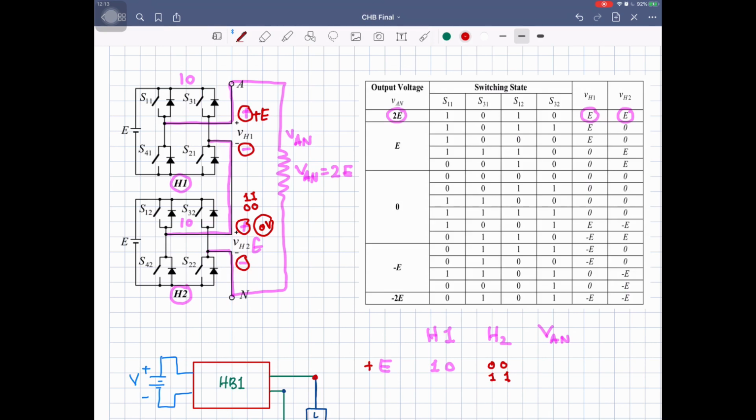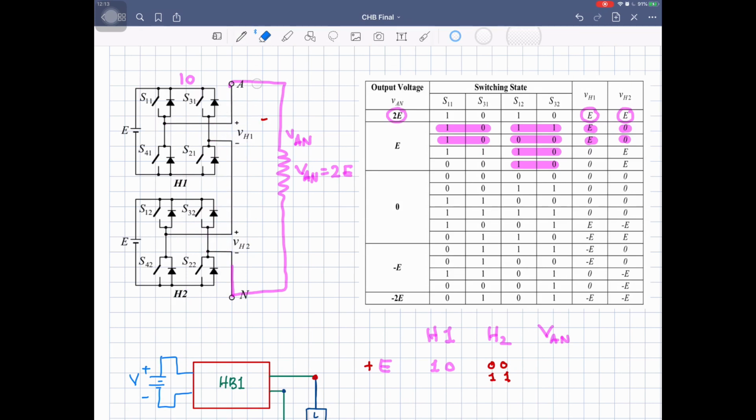So the output voltage can be made E by keeping the first inverter at the combination 1 0 and the second inverter H bridge at either 1 1 or 0 0. You will get E from the first inverter and the second inverter will give you 0 output voltage, so your net output voltage will be E. Similarly, the other way to get E volt at the output is to keep the second inverter at 1 0. Then the second inverter will give you E volts at the output.